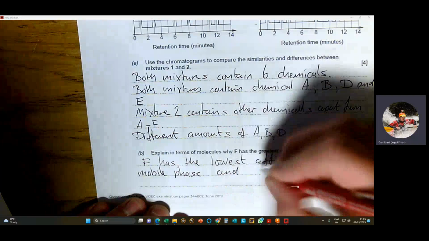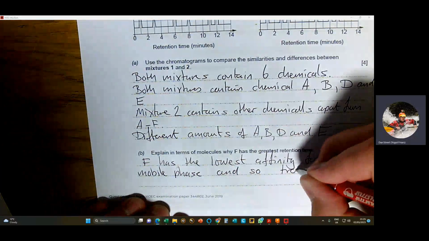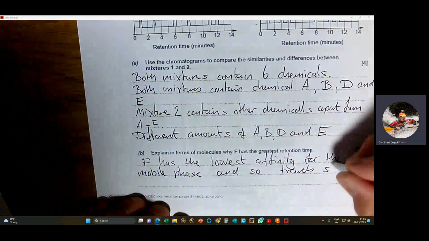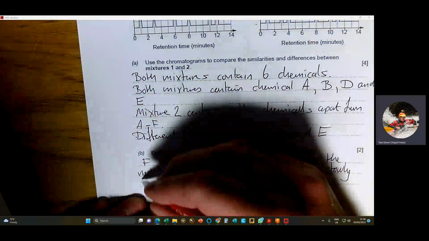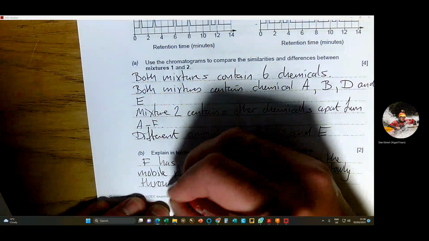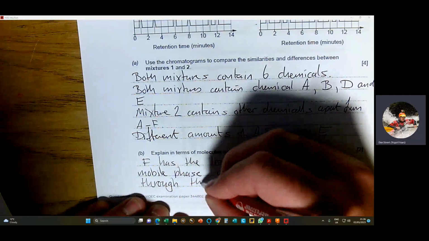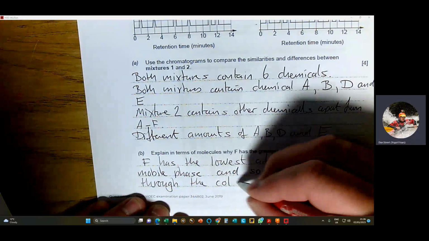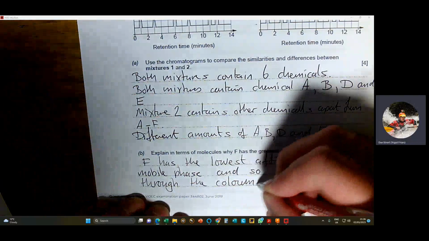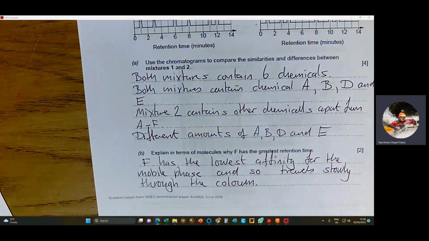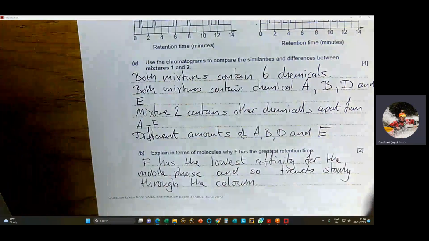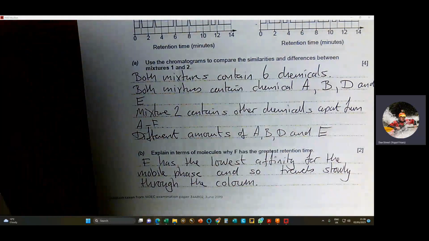And so it travels slowly through the column. In reality, when I say column, I mean a coil of tubing packed with another chemical known as the stationary phase, but it's called a column. So it's the lowest affinity.